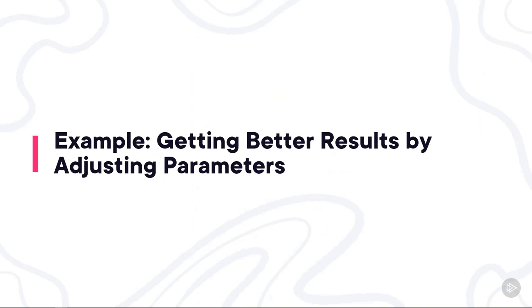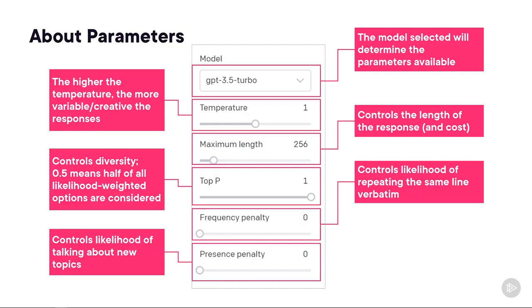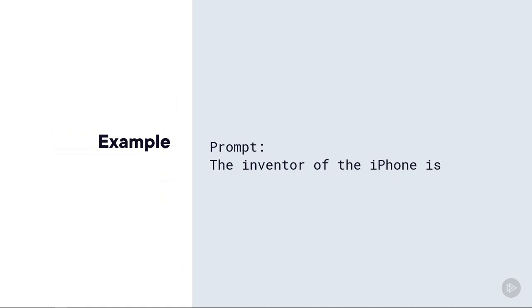Okay, we've covered the various ways that you can evaluate the responses from an AI model. Now let's go through an example together of how we can tweak the parameters to get different or better output. And by parameters, I mean these things that we've seen several times throughout the course. We're going to start with just a simple prompt so we don't get too bogged down in a lot of facts. The inventor of the iPhone is.